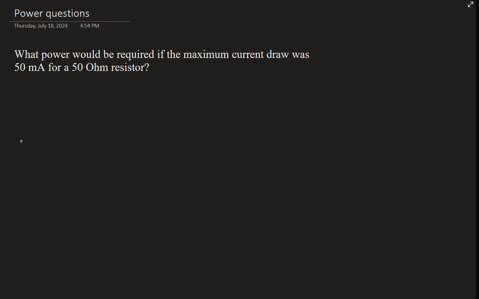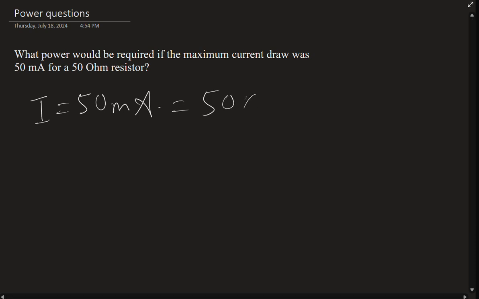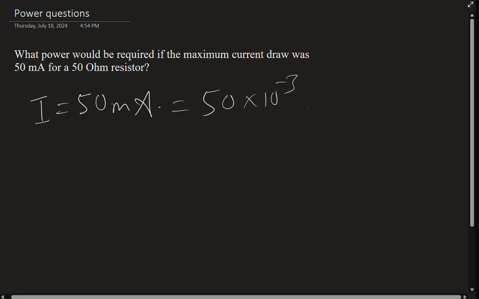So this is a practice question for power. What power would be required if the maximum current draw was 50 milliampere for a 50 ohm resistor? So we have the given current. I is equal to 50 milliamps. And that is 50 into 10 inverse 3 ampere. And the resistance is R is equal to 50 ohm.